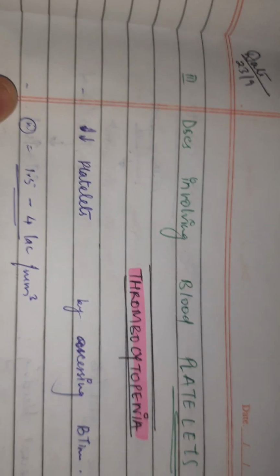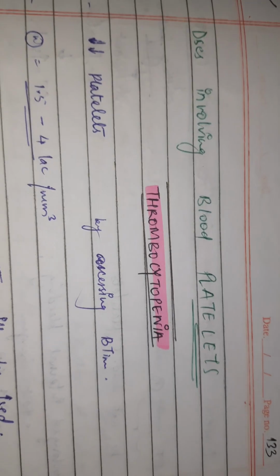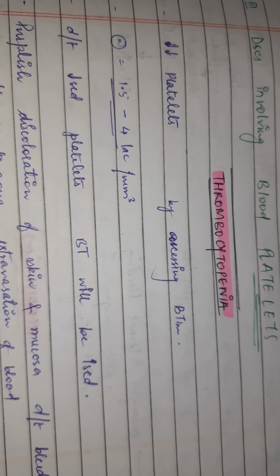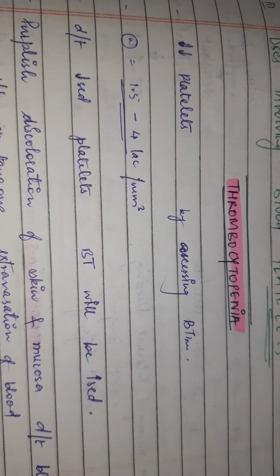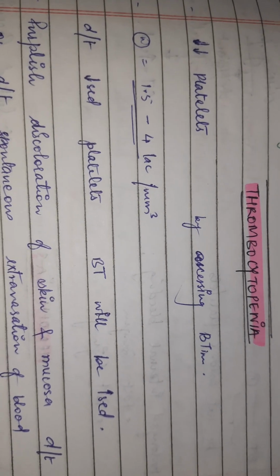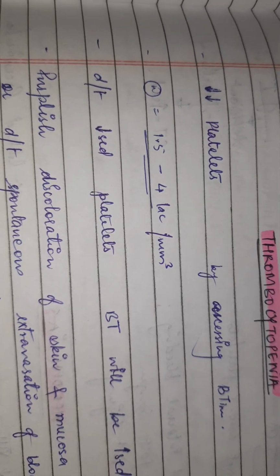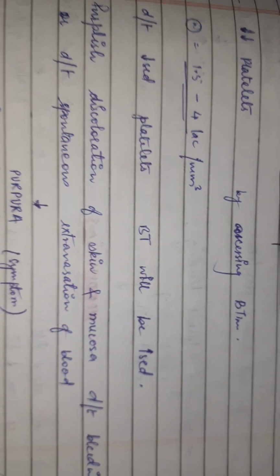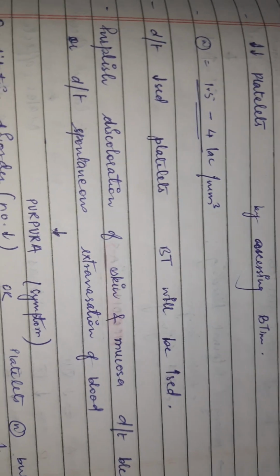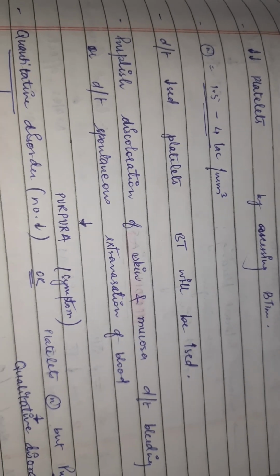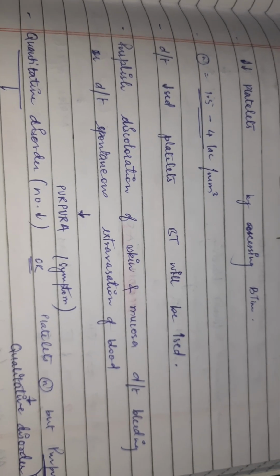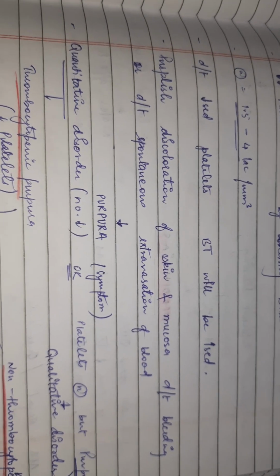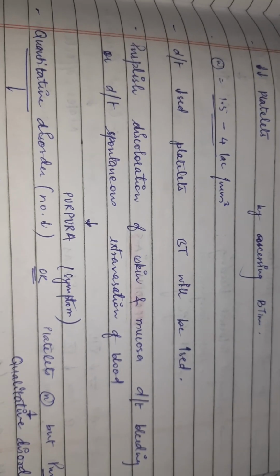The third is a disease involving platelets: thrombocytopenia, decreased platelets. We assess it by bleeding time and count platelets. Normal platelets are 1.5 to 4 lakh per mm cube. Due to decreased platelets, bleeding time will be increased, because platelets have the job of forming a clot. When they are decreased, a clot will not form and bleeding time will be increased.